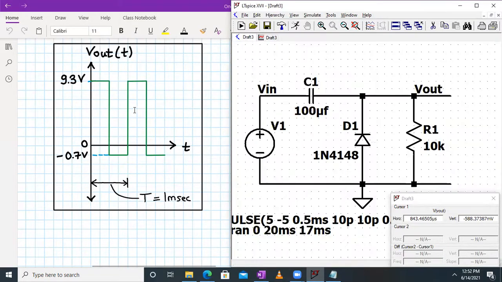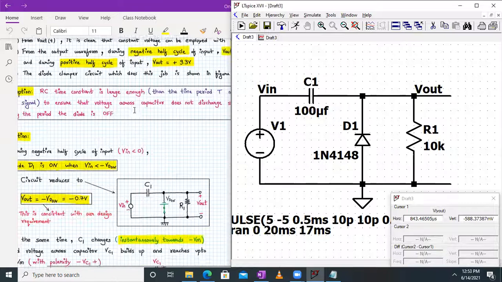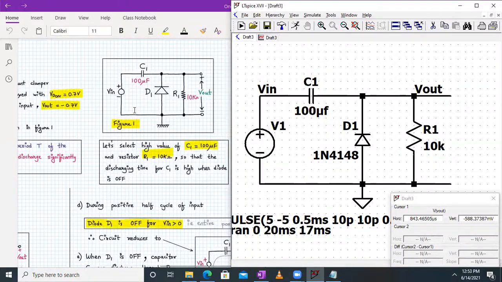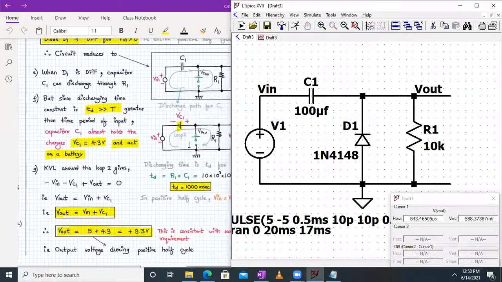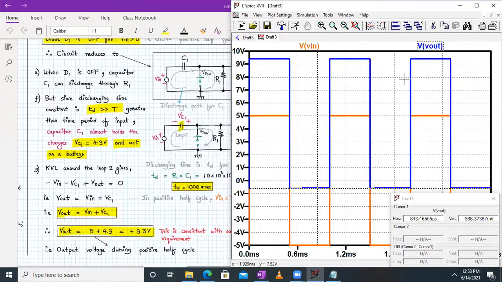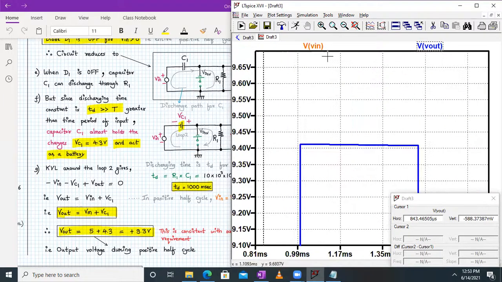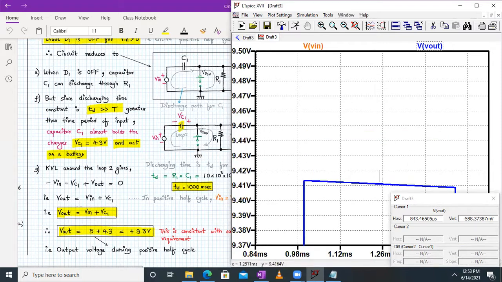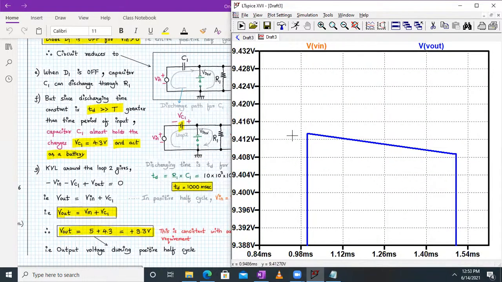Now I want you all to see one phenomenon about the discharging. So your capacitor over here discharges in the positive half cycle. So let us observe that slightly. Here is my output. I have maximized the output peak over here. You see, the capacitor tries to discharge. It has started discharging, but it will discharge after 1000 milliseconds.